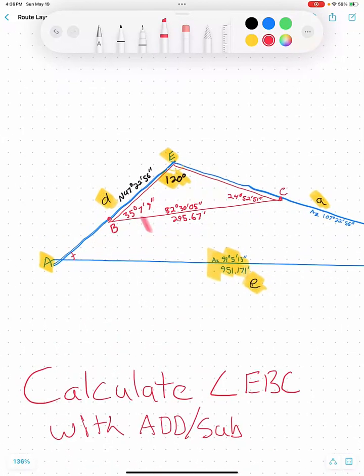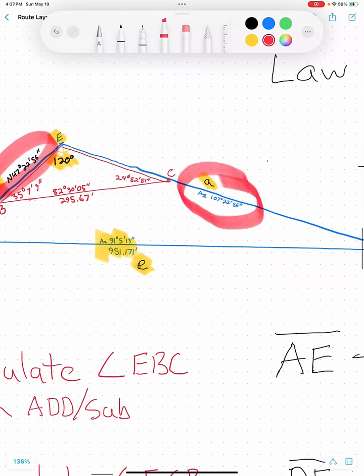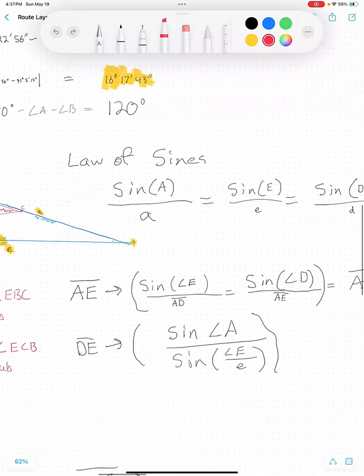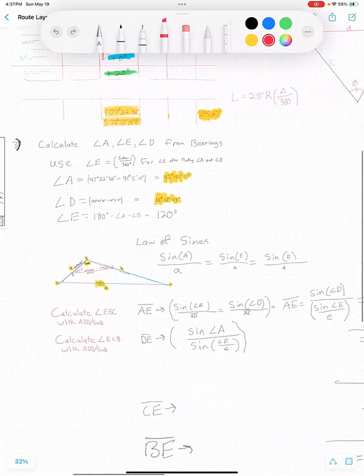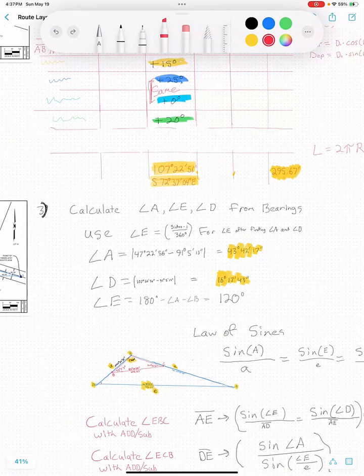So we calculated that 82.3005. That came from that last step of the problem. And then we have these known bearings that we calculated earlier. And that part is just simple addition, right? So that's part 3 here. We calculate the angle A, the angle E, and the angle D from the bearings that we had before.